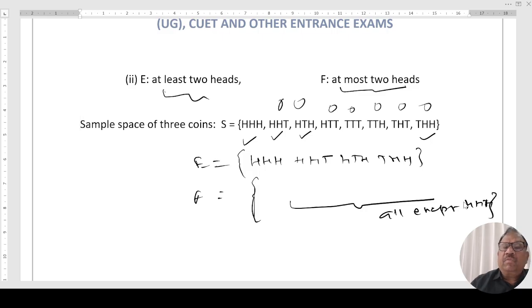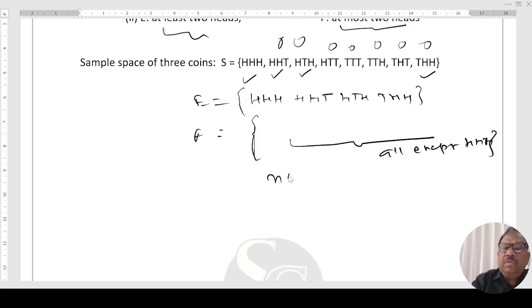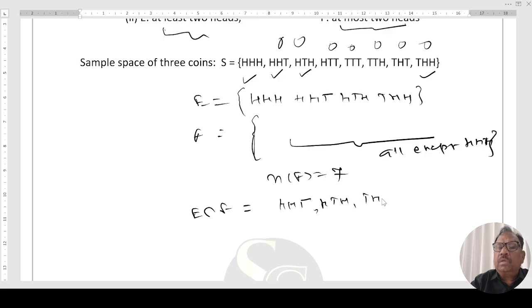Right? So NF हो गया 7. NF is 7. E intersection F में क्या होगा? This will be HHT, HTH and THH. Right? This will be.